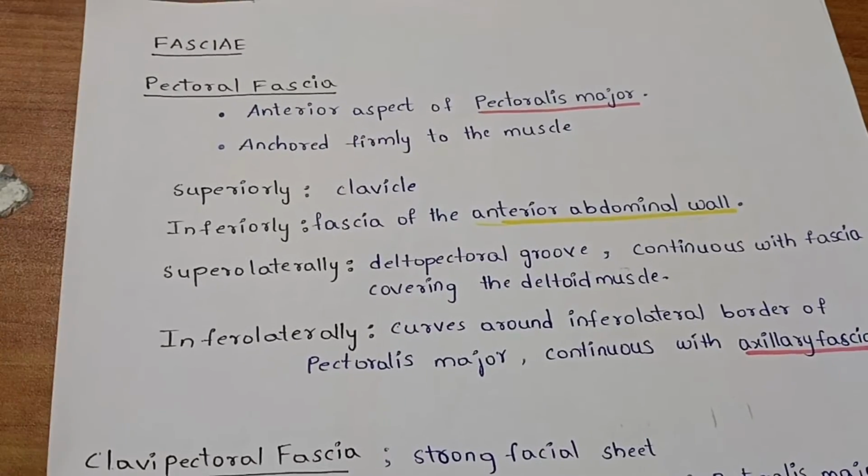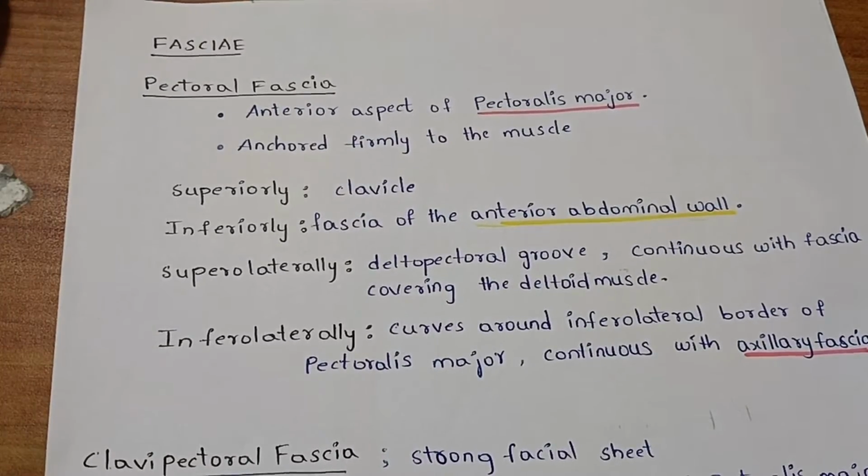Let's see, what is fascia? Fascia is a connective tissue. There are different types of fascia in our body, classified as superficial fascia, deep fascia or visceral fascia. Today we are going to discuss pectoral fascia and clavipectoral fascia.